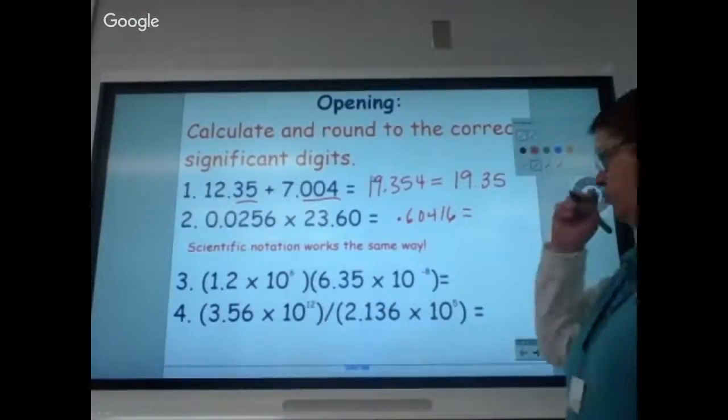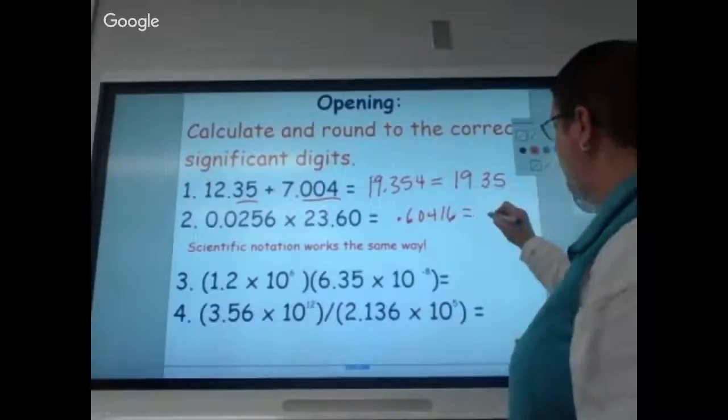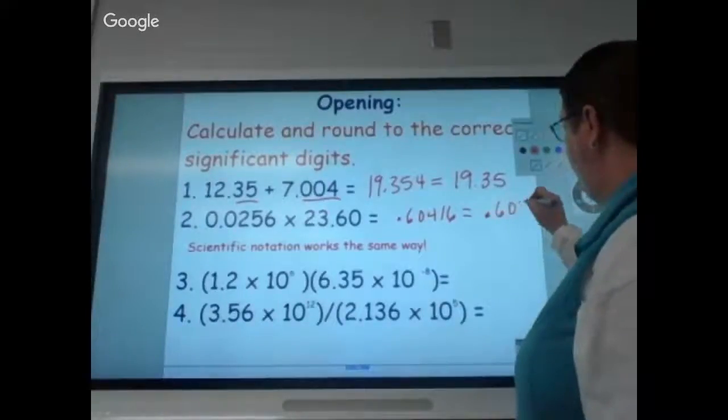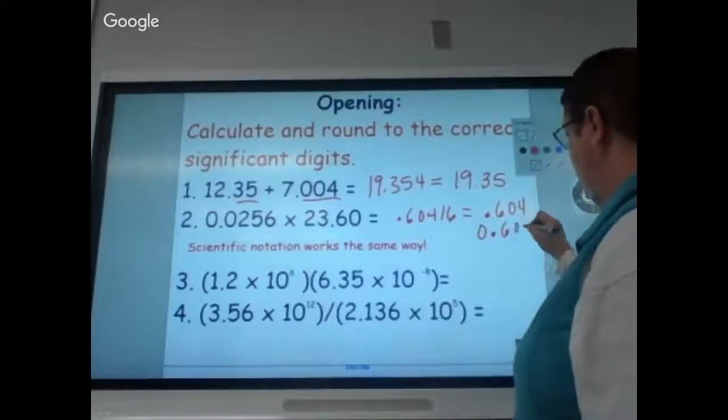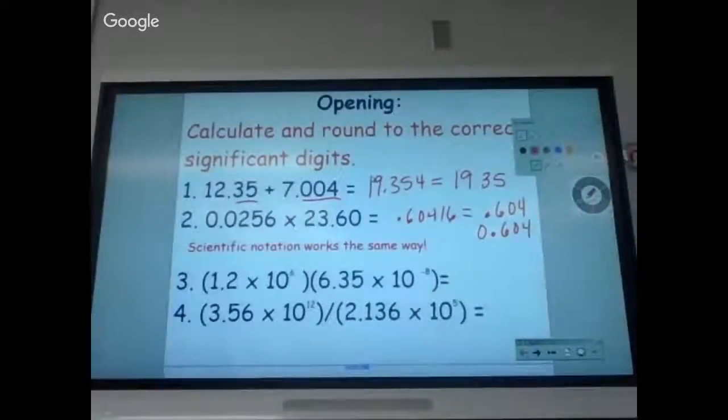4. So I only want to round to 3 significant digits, so 0.604. Now, if you wanted to put the leading 0 in front, 0.604, that would be the same answer. Okay? Questions? Any issues with the first two?